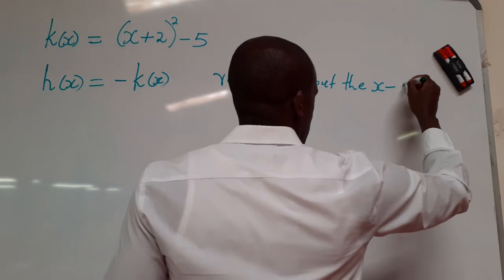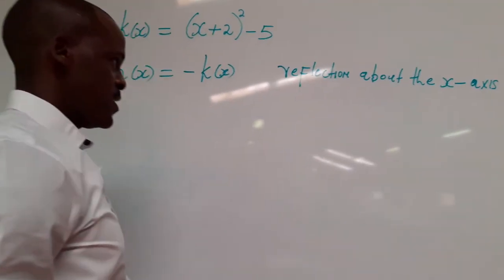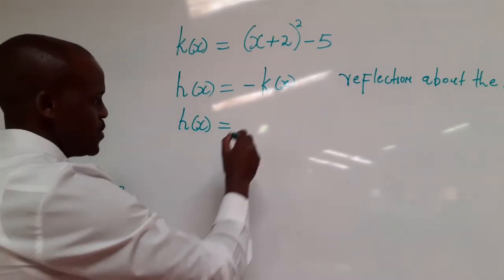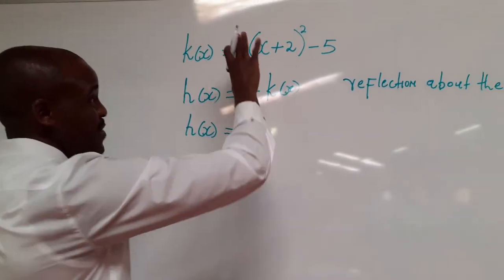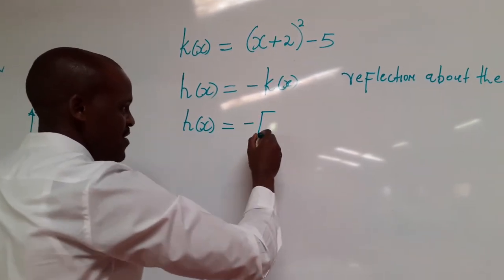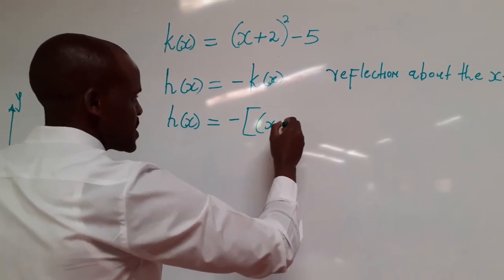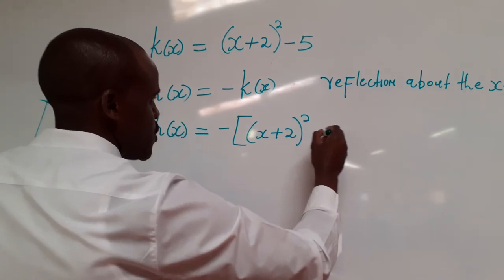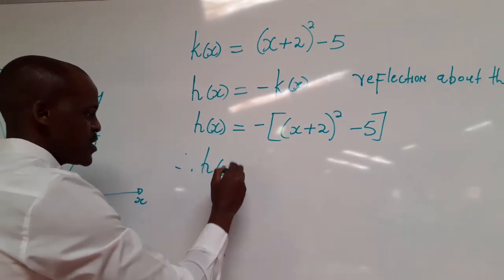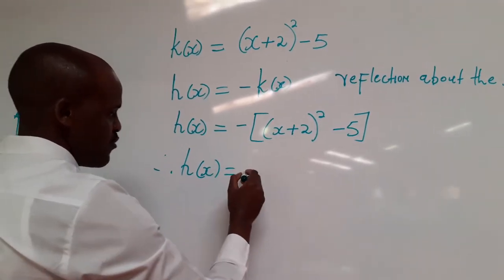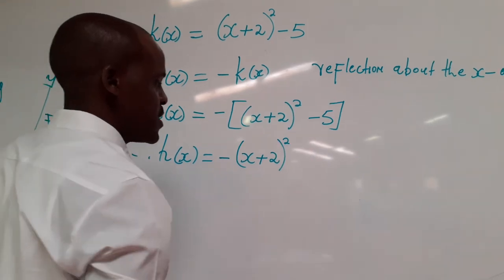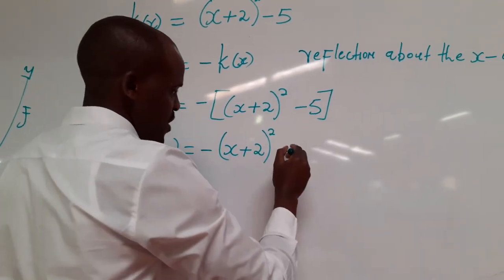Reflection about the x-axis. Right, let's see. H at x will be equal to negative. We are multiplying the whole equation by negative. This is the equation of k. It's x plus 2 all squared minus 5. Therefore, our image is negative times this. It will be negative into x plus 2 all squared, and negative times that will be plus 5.